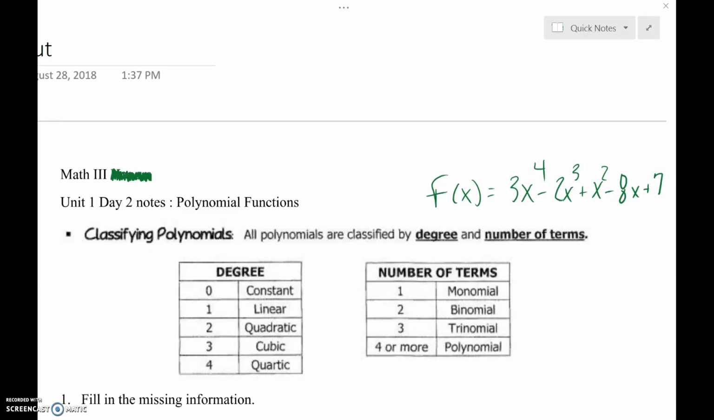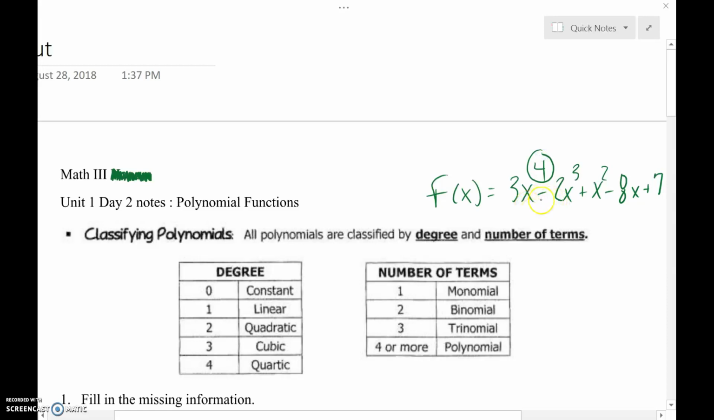Okay, video on polynomial functions. Couple of things here for you to make note of, or some vocabulary things. This word degree. Degree goes with the highest exponent of any term of the polynomial. So the highest exponent of any term would be that fourth power right there.